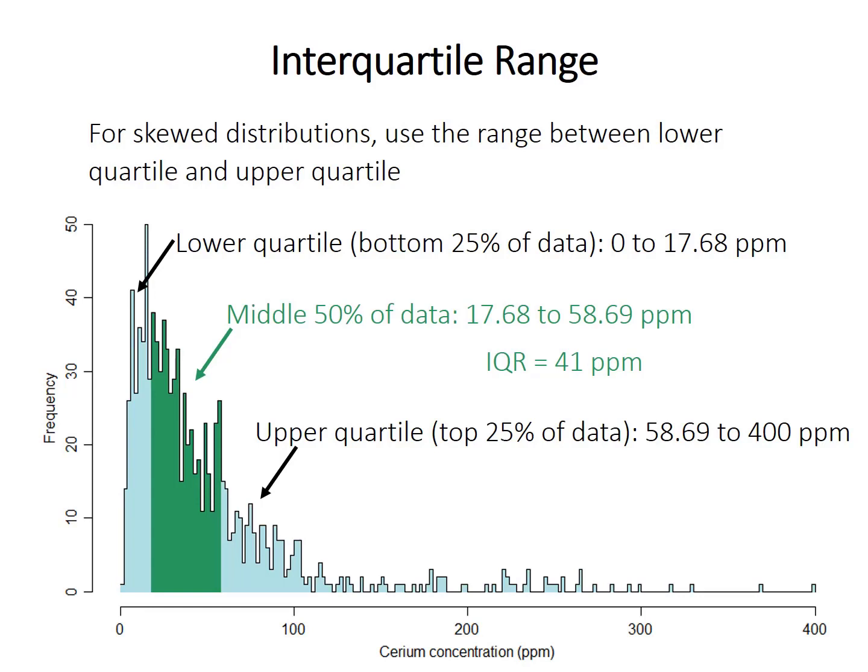Sometimes you see the interquartile range given as the actual range, like 17.68 to 58.69. Sometimes you see it just as a single number, which is the difference between those two. You sometimes see those used interchangeably, but in R, if you want to report one value for dispersion, you want to report just a single number there.